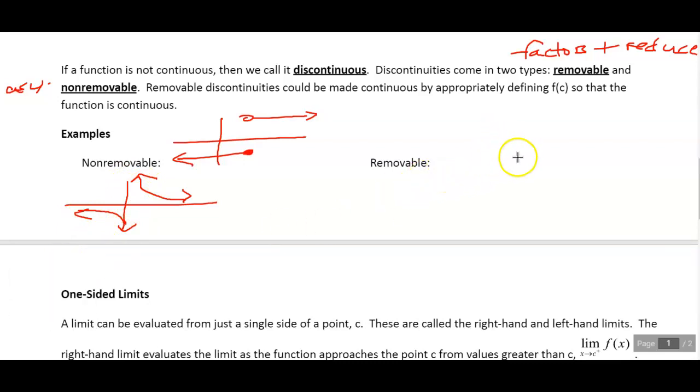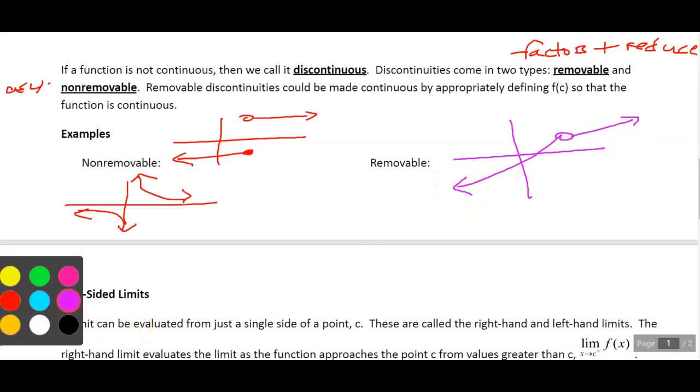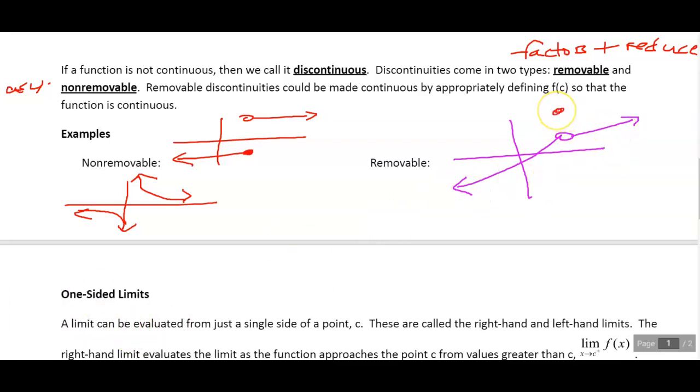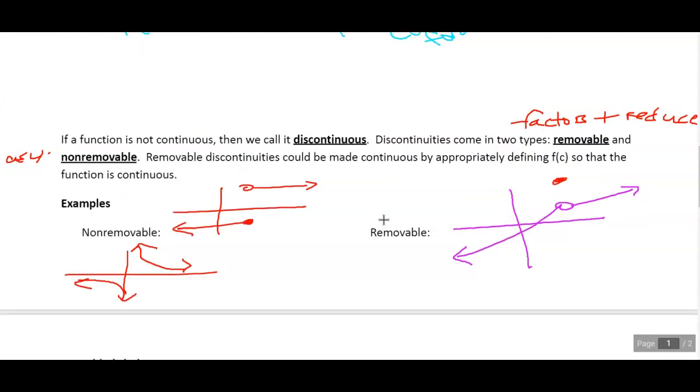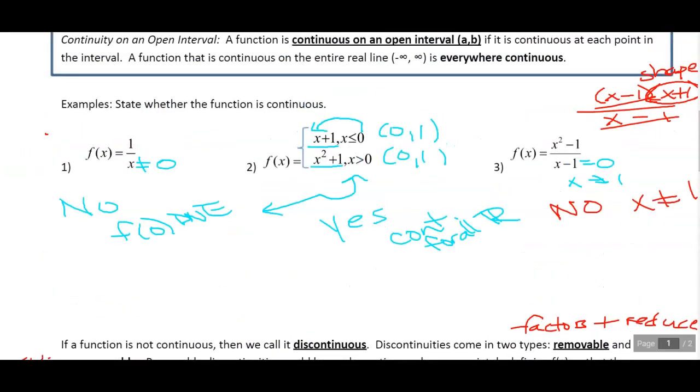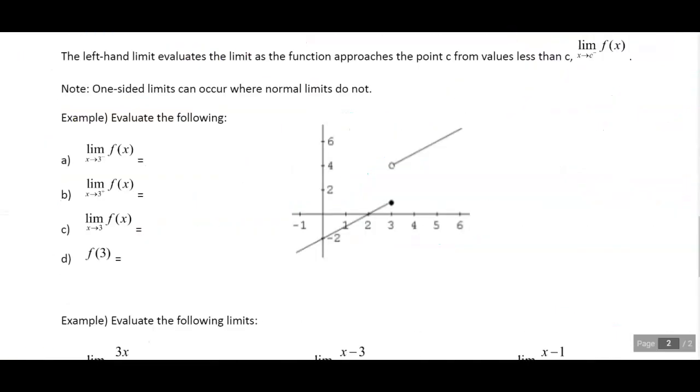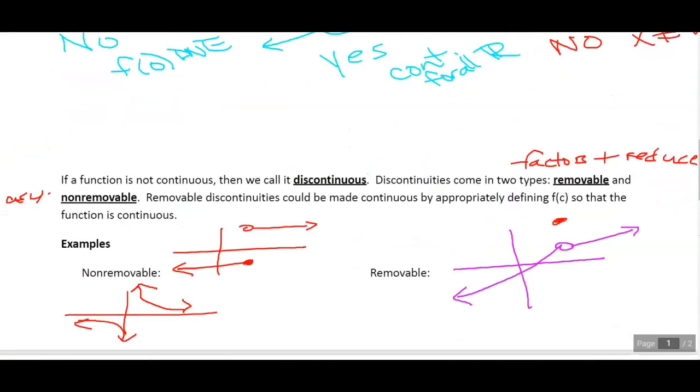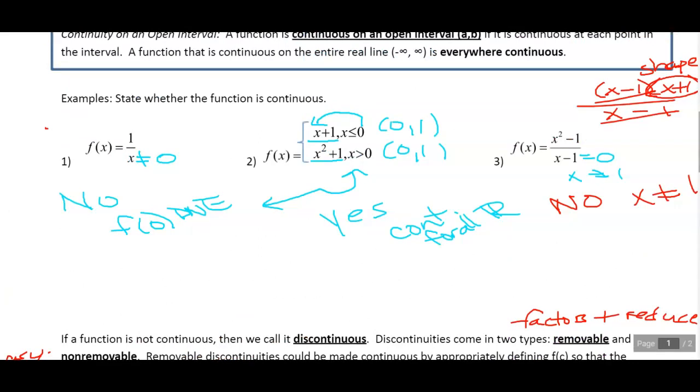All right, removable is when we just have one little value missing. So we could do something like this, okay? And then we could also do, even if I did put a dot, okay? So you don't have to have that point off of it. Both examples make it removable. All right, and that example number 3 up here, because that factored and reduced, that would be a removable example.